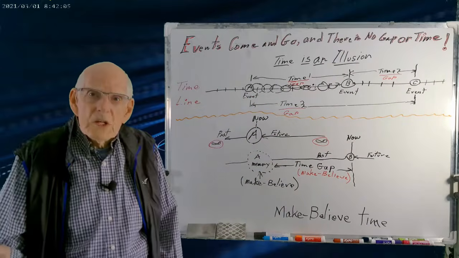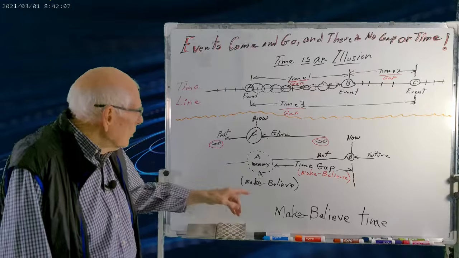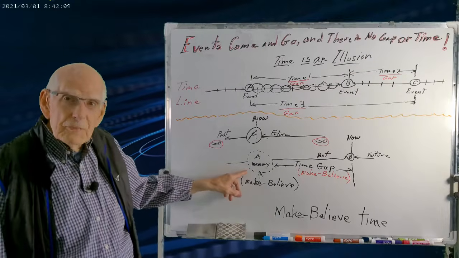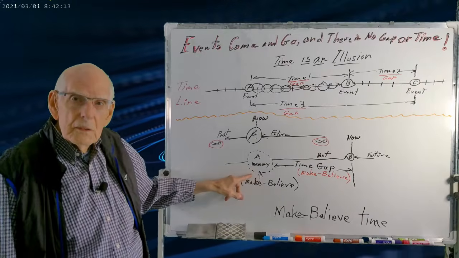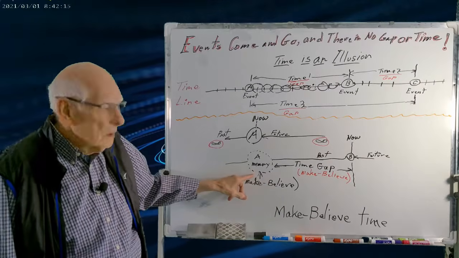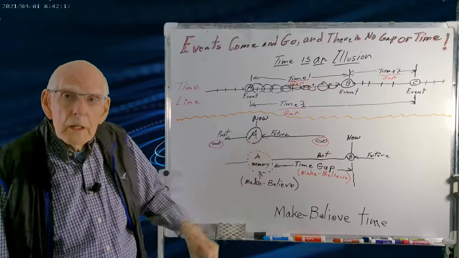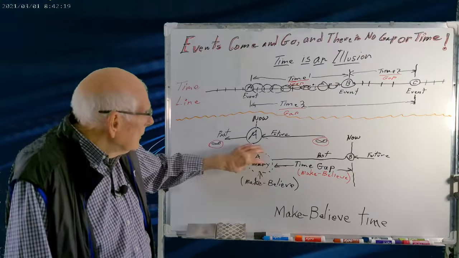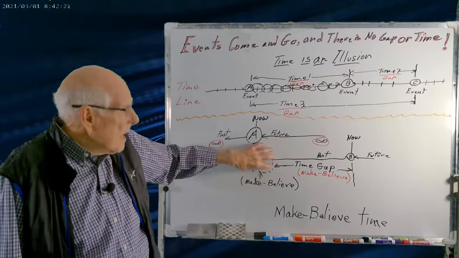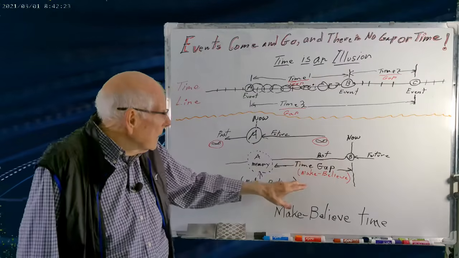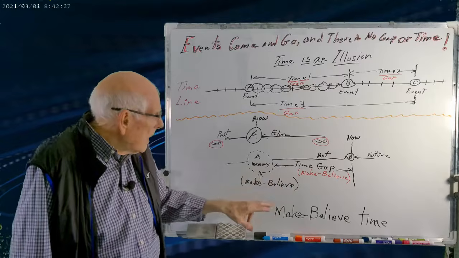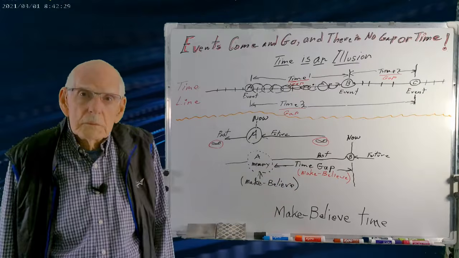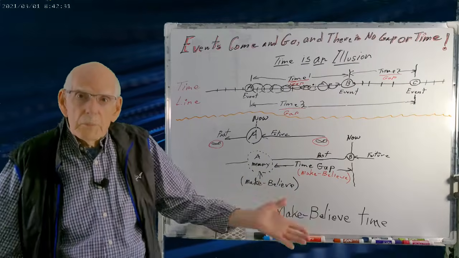Now, how do we resolve that problem? We make believe there's an A. Why? It's a memory. So we use the memory, which isn't real, to represent A on the timeline from B and come up with a gap, a time gap, that actually is make-believe. So time is a make-believe.